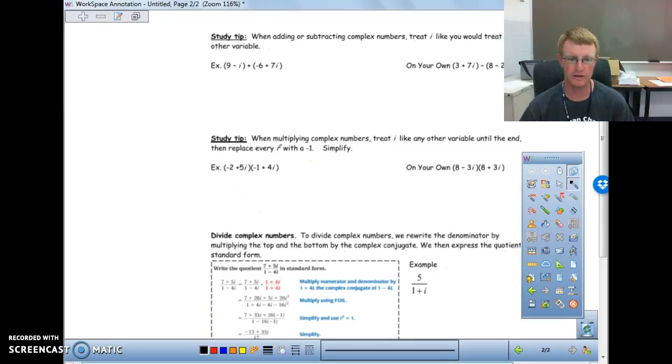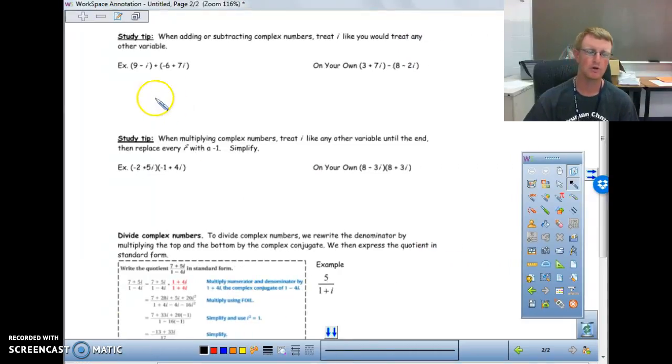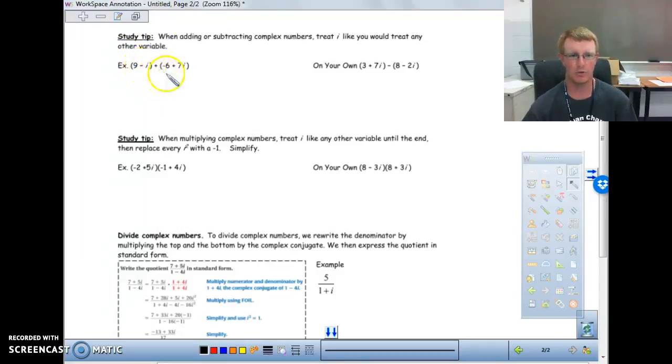To me, this is the easier part of the section. So here we're talking about how to combine like terms. Keep in mind that i is exactly like a variable, so everything works exactly the same, whether you're adding, subtracting, multiplying, it all works the same as if it was a variable. So when we're adding these, we have 9 plus a negative 6 is a positive 3, negative i plus a positive 7i is a positive 6i, and that is done.